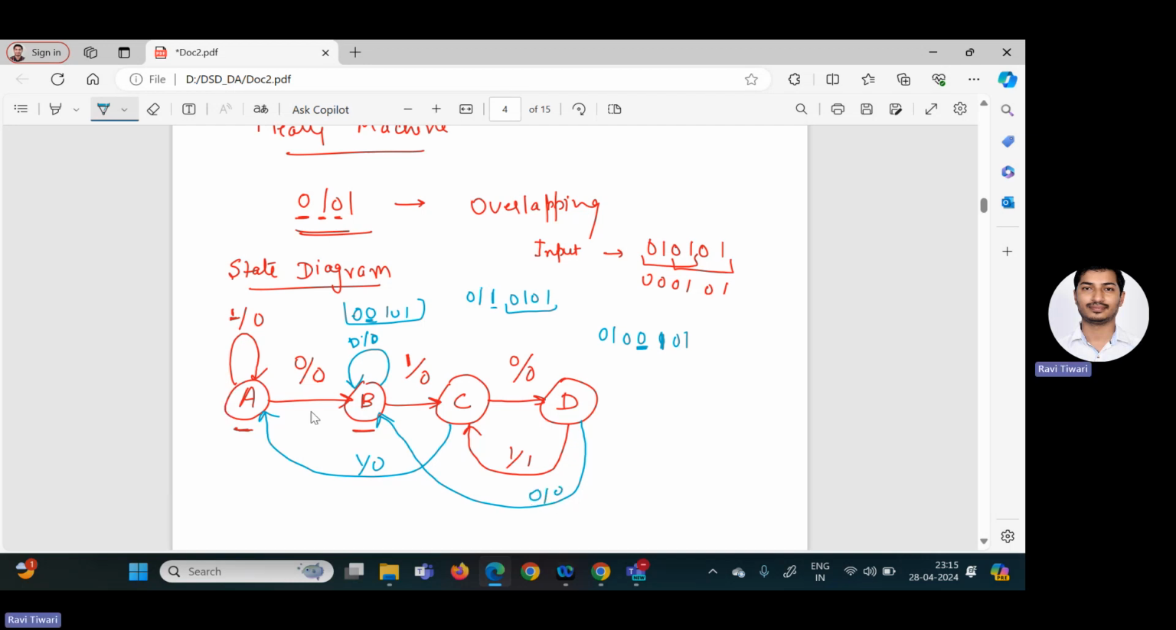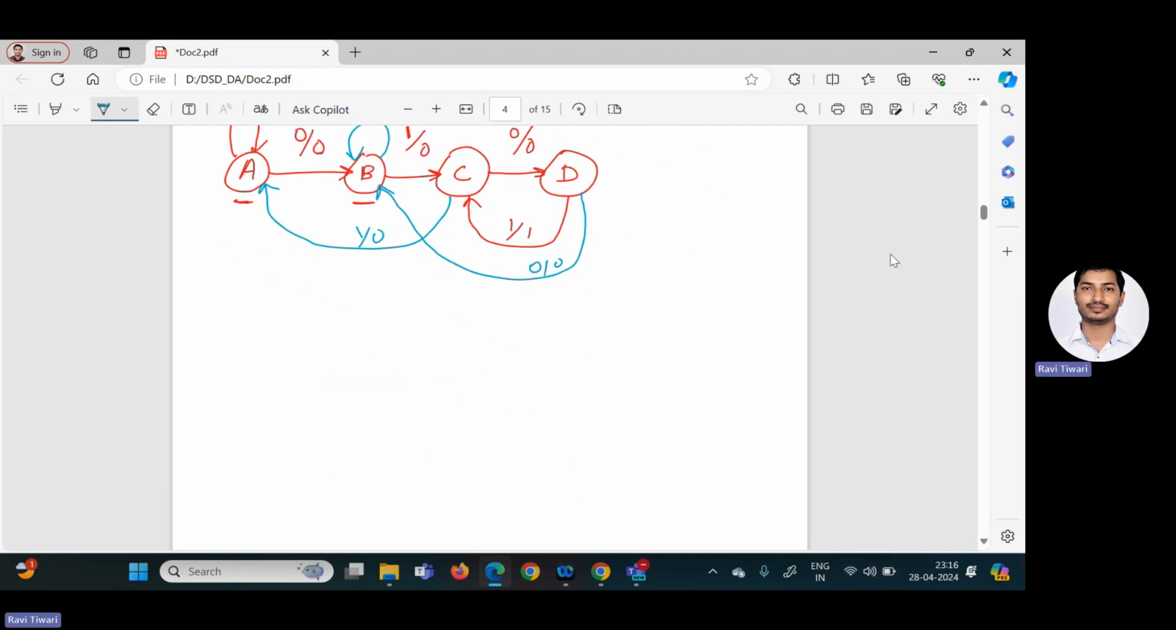Always remember, A is the 0-bit correct state, B means a single-bit correct state, C means a 2-bit correct state, and D means a 3-bit correct state. So now we have this state diagram. Now we have to draw the state table by using this state diagram. So here I am drawing the state table.